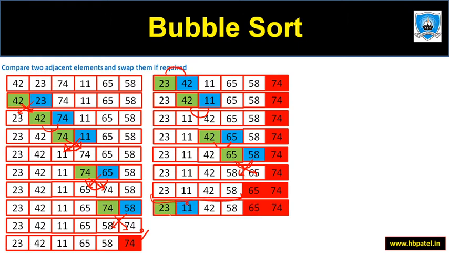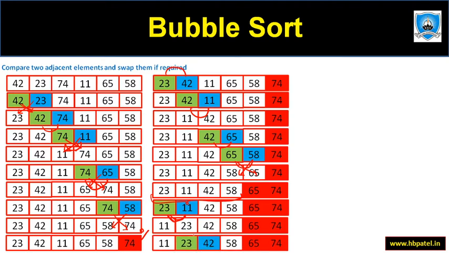So again, now start comparing the first number with the second. So 23 and 11. I need to swap them because 23 is higher, but it is on the left hand side. So I have swapped them. Now compare 23 with 42. 42 is already higher and it is on the right hand side, so no need to swap. And now lastly, compare 42 with 58. And 58 is already higher, so 58 is on the right hand side, so we do not need to swap.